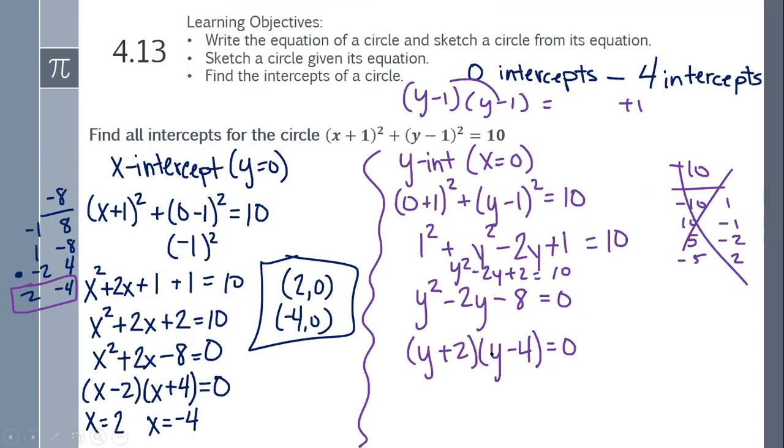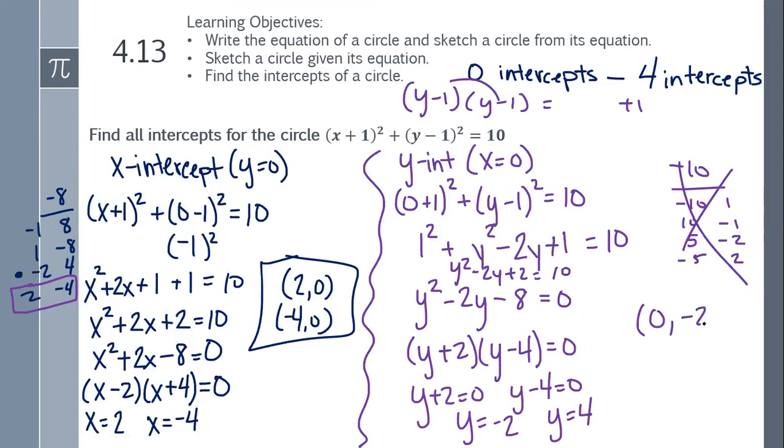Again, if you're ever unsure, you can check by using the FOIL method. Again, using my zero product property, I can set these both equal to 0 and solve for y. So y equals negative 2, y equals positive 4. As ordered pairs, (0, negative 2) and (0, positive 4). So this circle has 4 intercepts. It crosses both axes twice. Here there's not a whole lot of geometry. It's really just all algebra, so I've got to use those algebra skills.